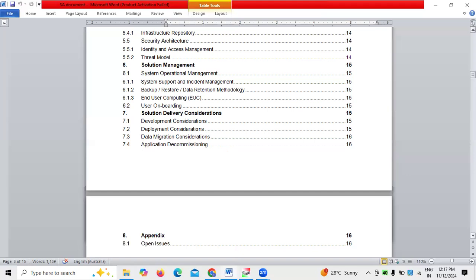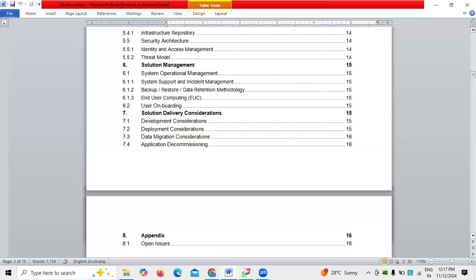This is where data migration comes into the picture. How are we migrating the data from one extent to another extent? This is where data migration considerations come into existence, followed by what application decommissioning we have. Everything will be part of the solution architecture document to be prepared as part of solution architecture, apart from the designing we have done.